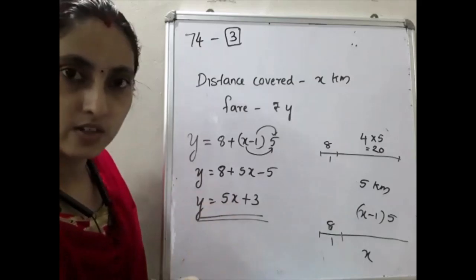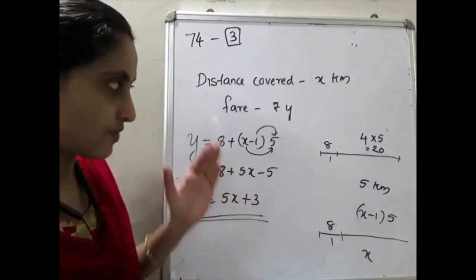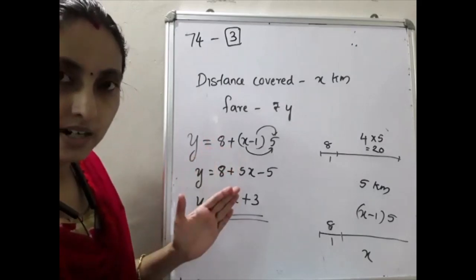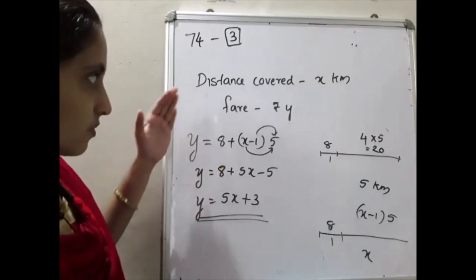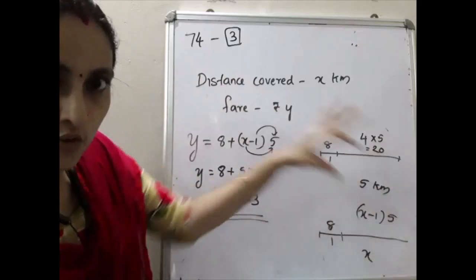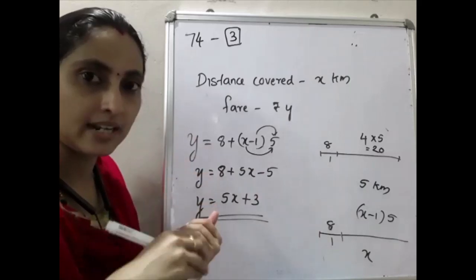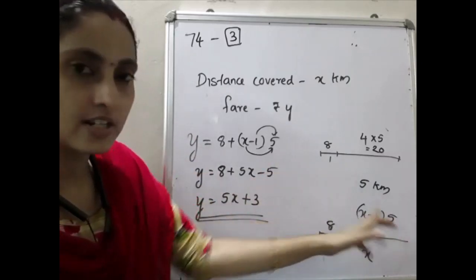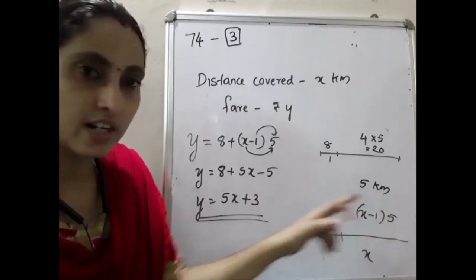Then you have to substitute values for x and y and draw the graph. It's a very important concept but difficult to understand. So once again, I will say the total distance you have to take as x. The first 1 kilometer charge is 8. From x, 1 is taken, the remaining is x minus 1. Each kilometer charges 5 rupees. So the total is 8 plus (x minus 1) into 5.